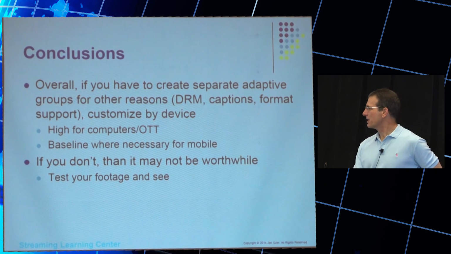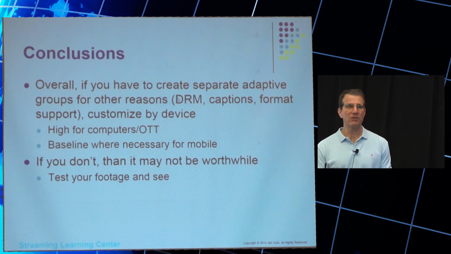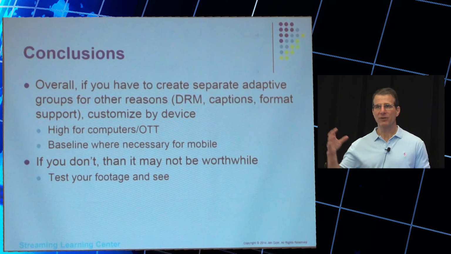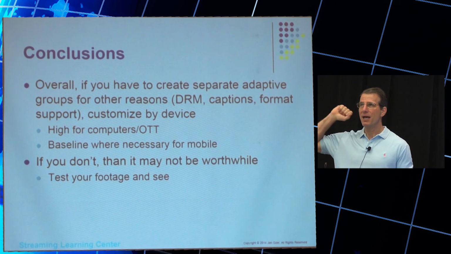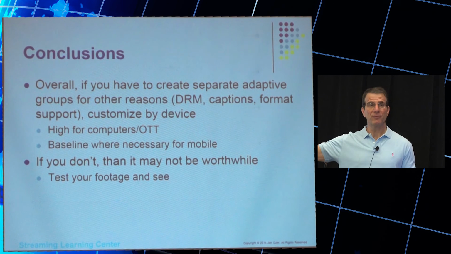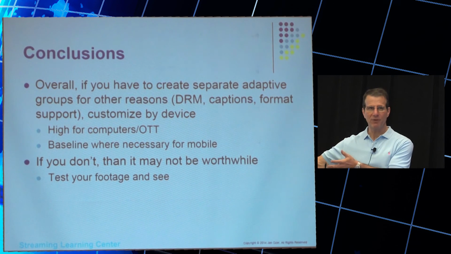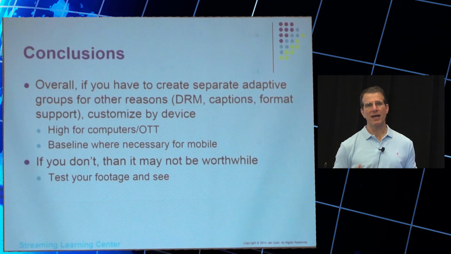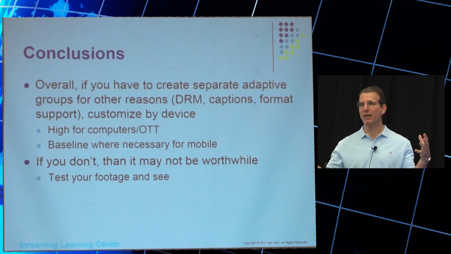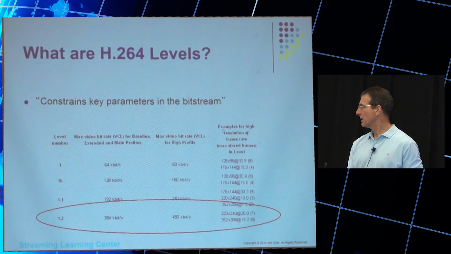And then I worked with a client this summer where they had to create separate groups of adaptive streams for DRM purposes. They were using the Widevine DRM. They had to create one group for HLS, one group for computers. And then it's like, okay, if you're doing the separate groups anyway, do the computer one's high profile, do the iOS one's baseline profile. If you have to do it anyway, optimize the profile.